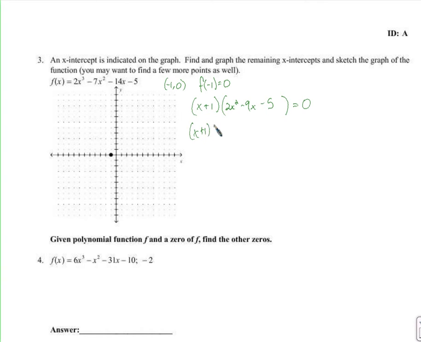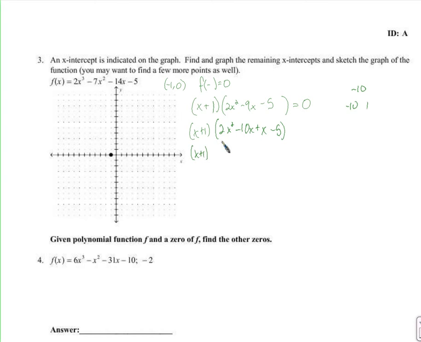So x plus 1. Here, let's factor this a different way. I guess, like in the previous problem, I just figured it out. We could figure this out pretty easily too, but let's do factor by grouping. So 2 times negative 5 is negative 10. Two numbers that multiply to negative 10 and add to negative 9. How about negative 10 and 1? So we rewrite negative 9x as negative 10x plus 1x. And here's a minus 5.